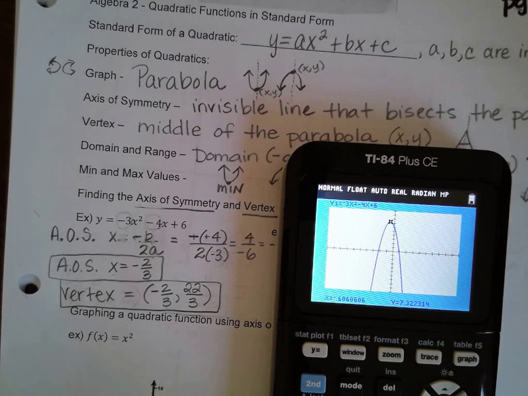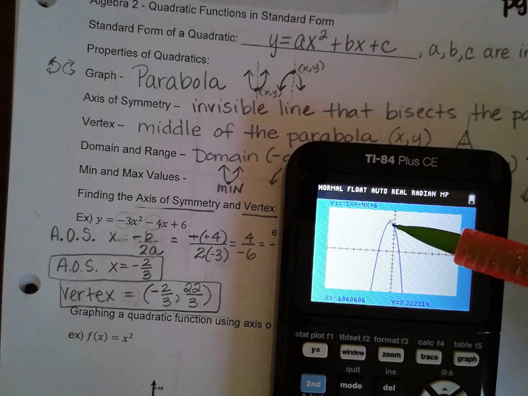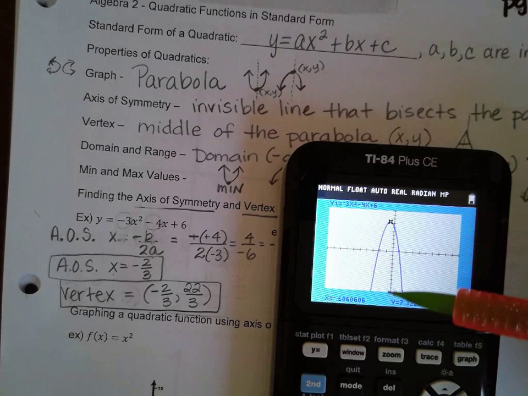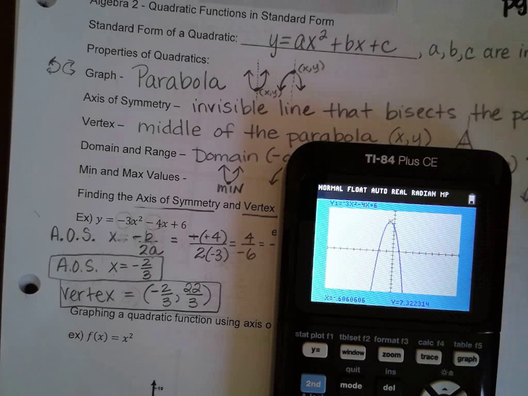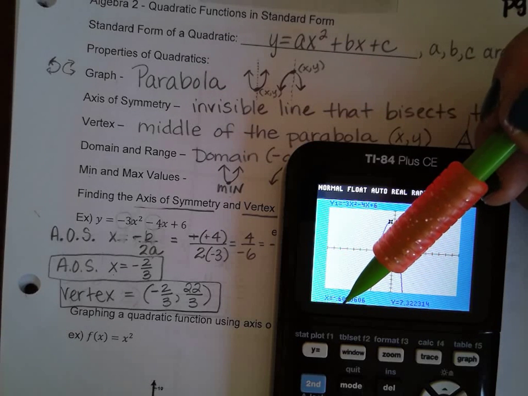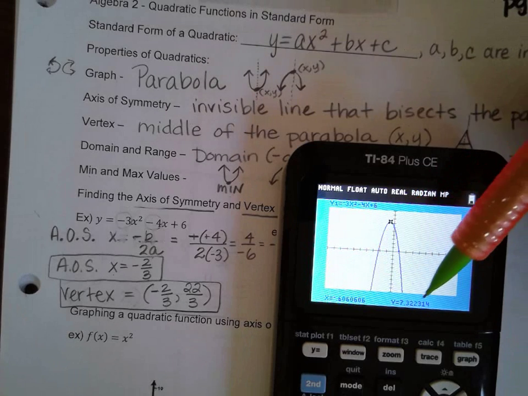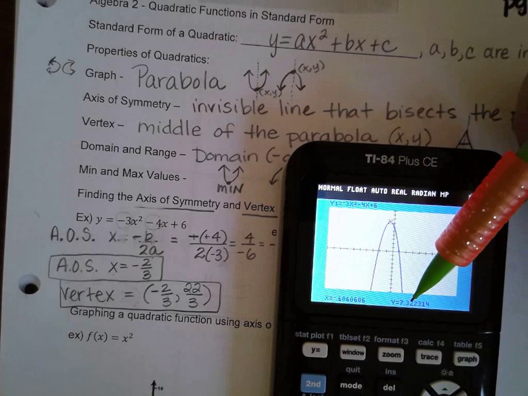Negative 2/3 is close to negative 0.6. It's actually negative 0.6 repeating. So that is your axis of symmetry, because if we imagined a line going right down through this parabola, it would be going through x equals negative 0.6 repeating. And then your vertex is negative 0.6 comma 7.32.